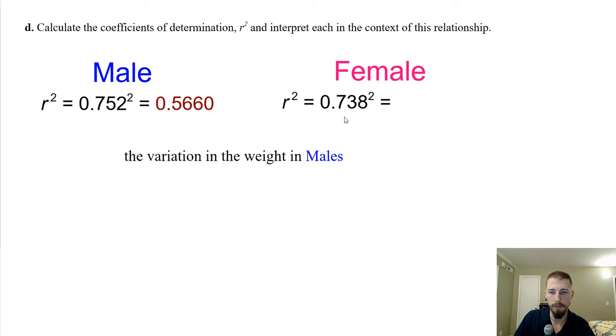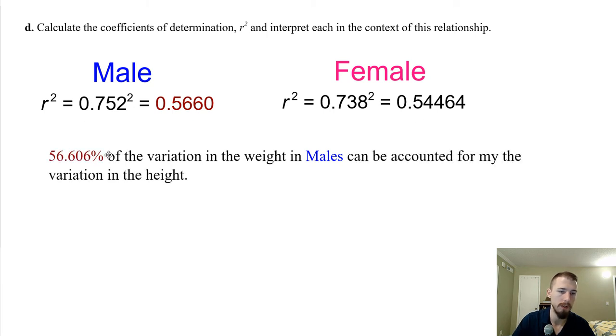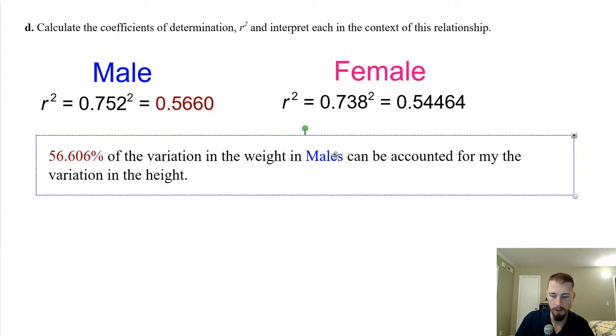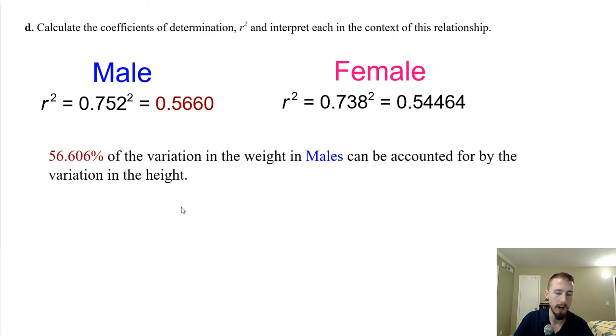And then for the females, same thing. Again, that was not going to work for me. Going over there. So what does this mean? Well, it tells us that 56.06% of the variation in the weight in the males can be accounted for by the variation in the height. So that's telling us how much variation we can remove by using the model to predict what their weight would be based on their height.